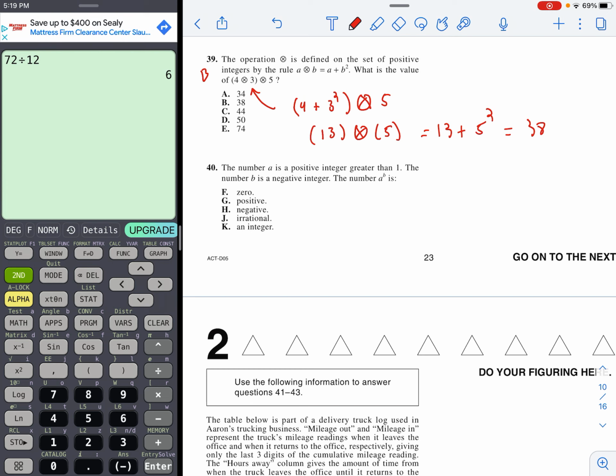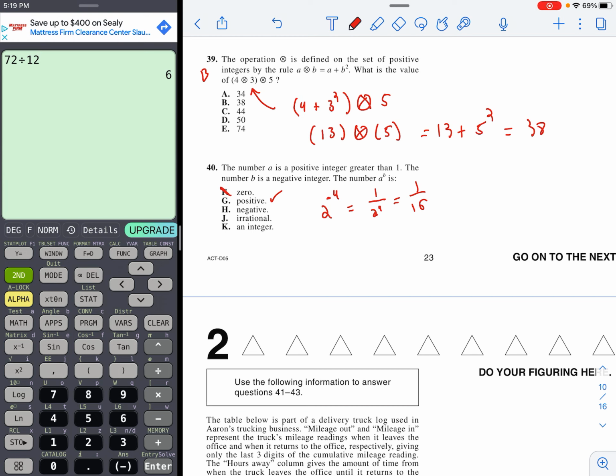The number A is a positive integer greater than 1. Okay, let's just say 2. The number B is a negative integer. The number A to the B is, okay, so let's say 2 to the negative 4th. This would be 1 over 2 to the 4th, so like 1 over 16. So it's definitely not 0. It does appear to be positive, but let's check and make sure.